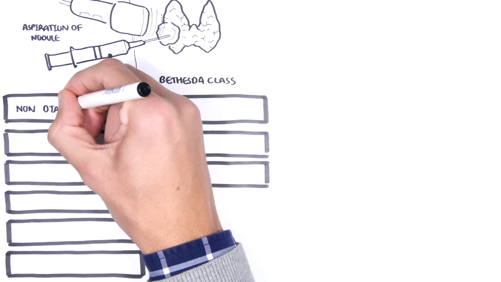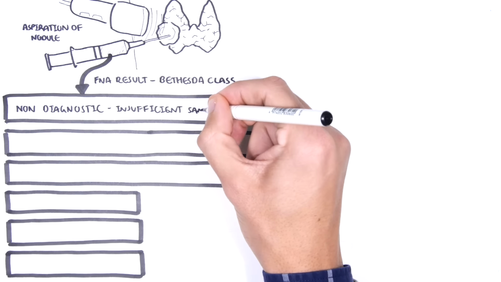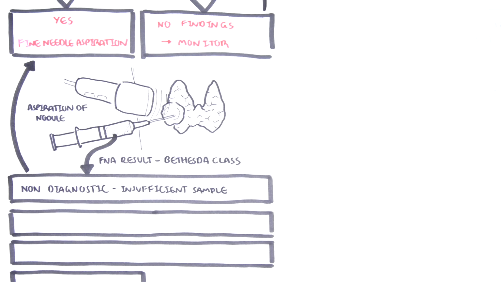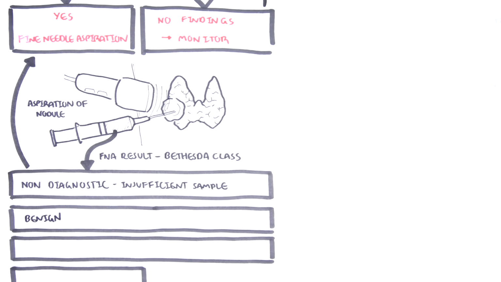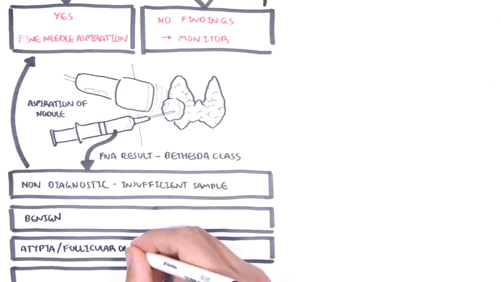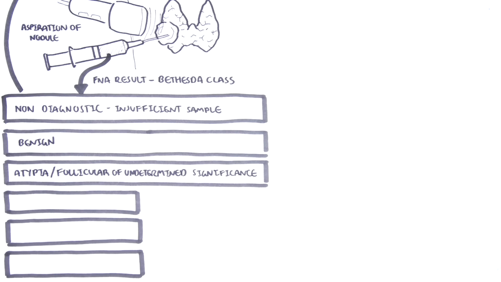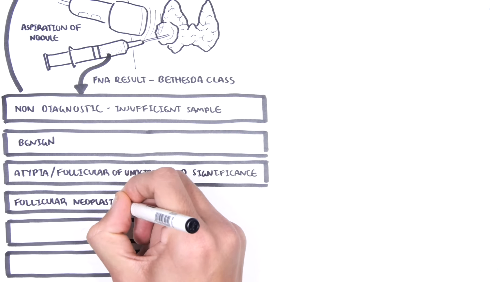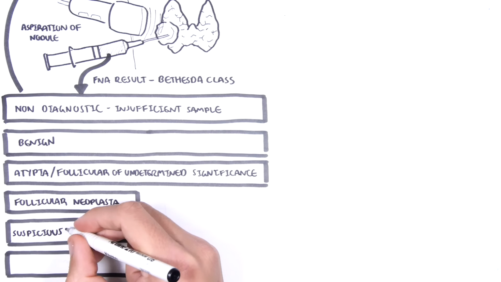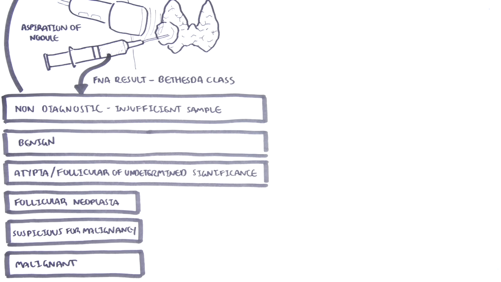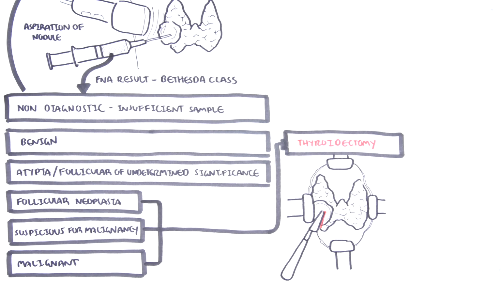Class 1 is a non-diagnostic result, which means that probably insufficient samples were taken. In this scenario, it is advised to repeat the fine needle aspiration. Class 2 is benign adenoma. Class 3 is atypia of undetermined significance or follicular lesion of undetermined significance. In this scenario, it is important to monitor the nodule. For classes 4, 5, and 6, which are follicular neoplasia, suspicious for malignancy, and malignancy, a thyroidectomy is advised. A thyroidectomy can be partial or complete, which basically means removal of part or all of the thyroid gland.